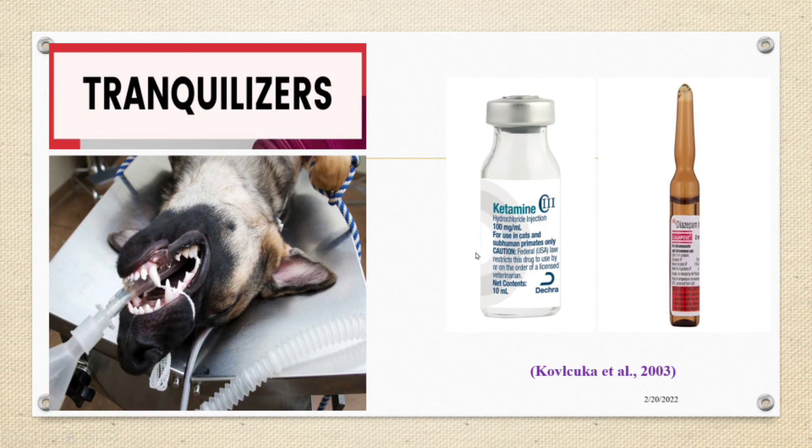Just like tranquilizers can decrease the intraocular pressure, ketamine and diazepam can transiently increase the intraocular pressure.